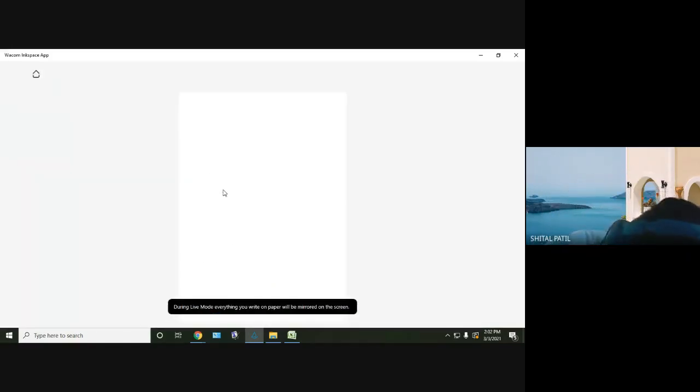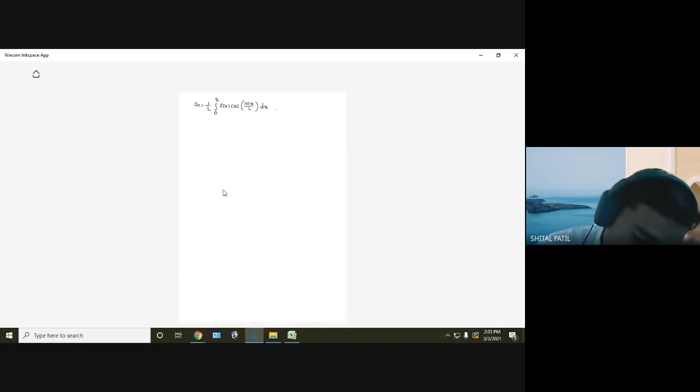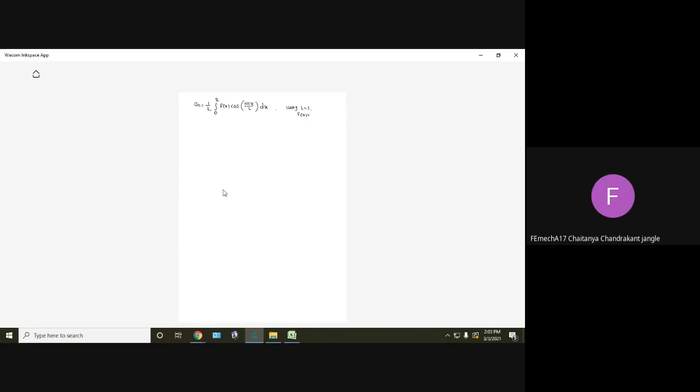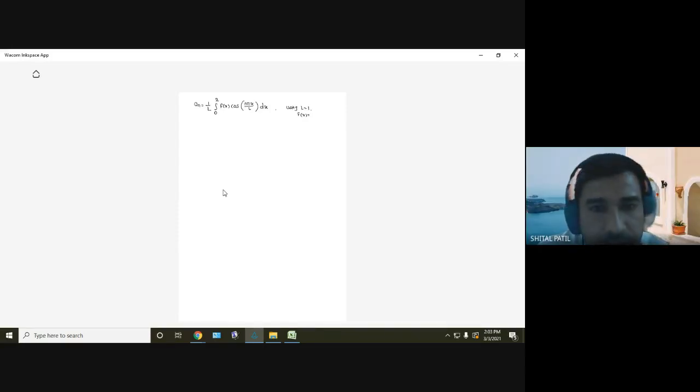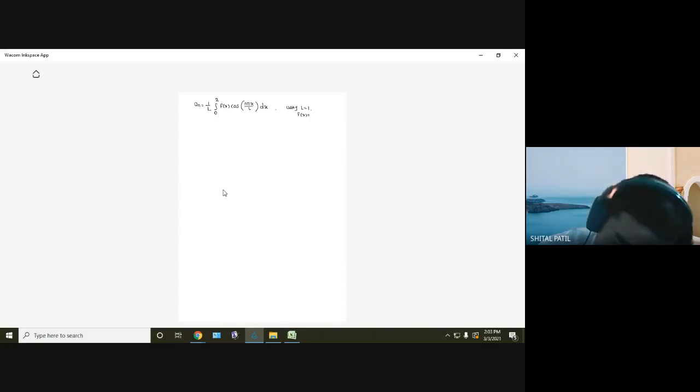Okay, so an. Tell me what is the formula of an. 1 upon L. Integration from whatever the interval is, x equal to 0 to 2. Then f of x cos of n pi x divided by L dx, right? So L is known to us, 1, as well as f of x is also known. No, it is 1 by L. Please cross check it.